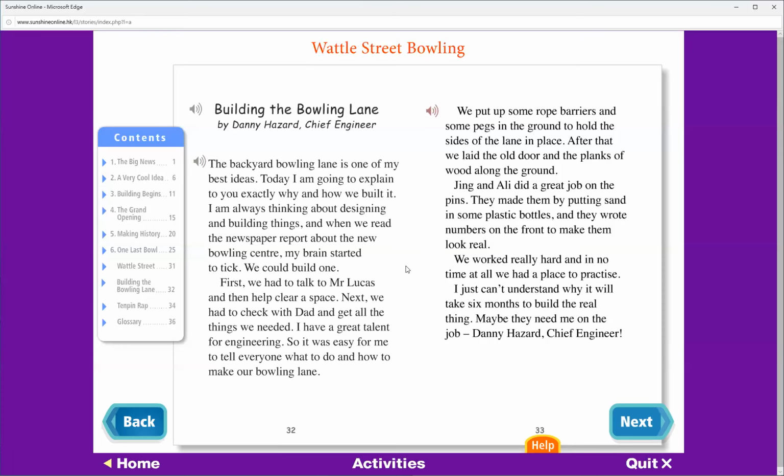I just can't understand why it will take 6 months to build the real thing. Maybe they need me on the job. Danny Hazard, Chief Engineer.